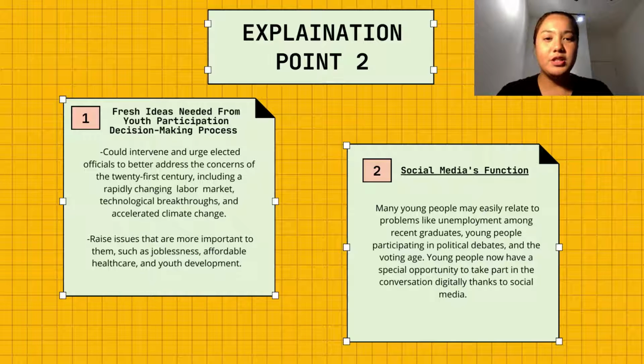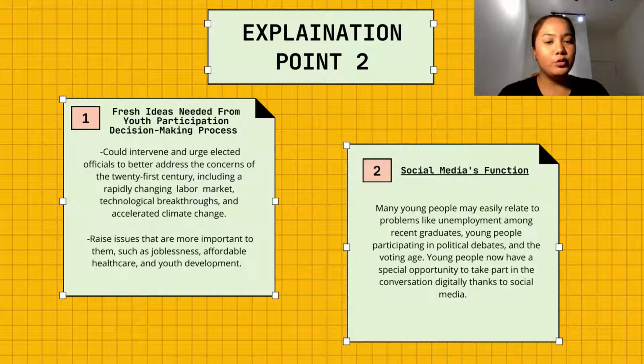Next, moving on to the explanation for point 2, which is the social media function. Youth and social media are very inseparable, and they usually use social media to express their feelings. This is why letting youth participate in democracy is very important. So the young people can express their feelings, so the problems that they are facing can be solved by the government.